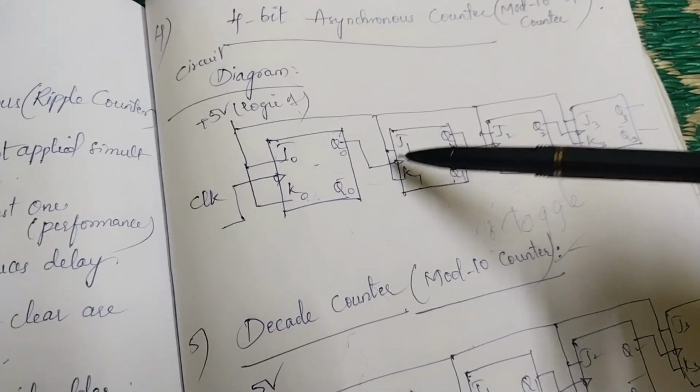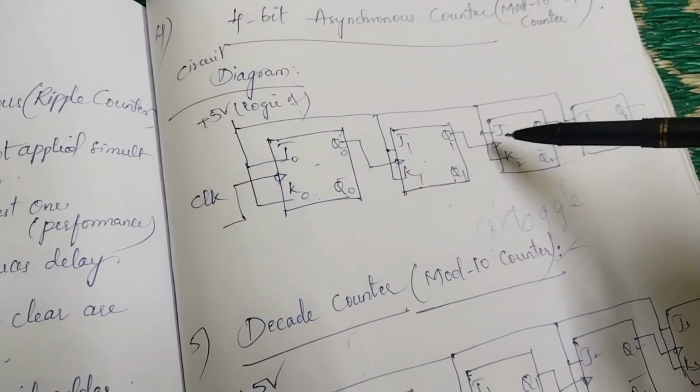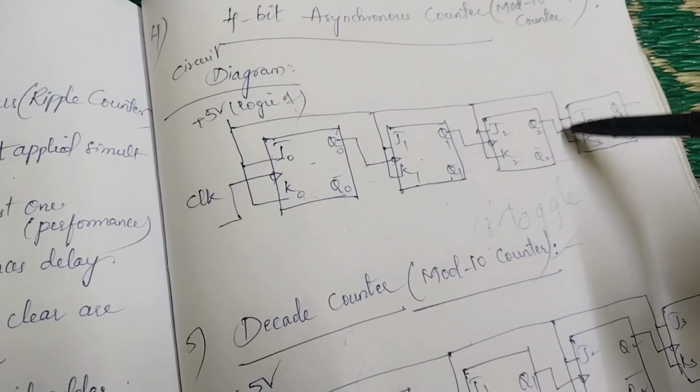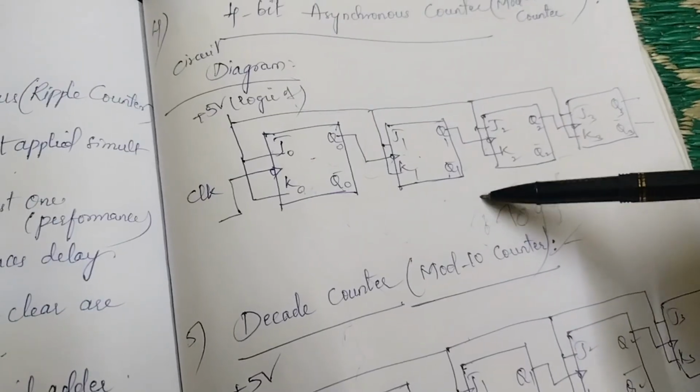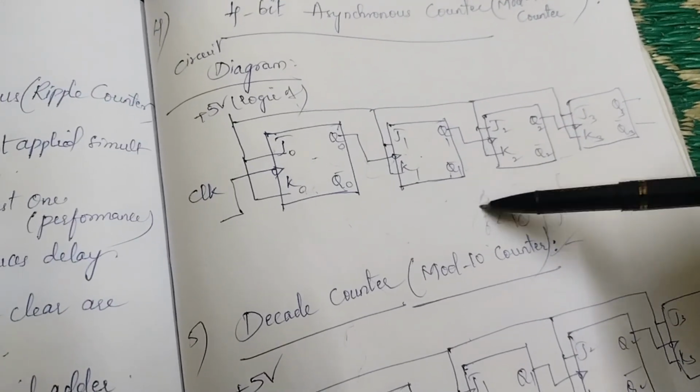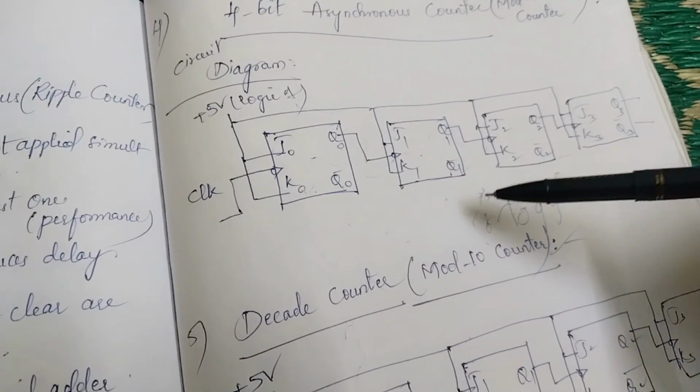Look here, this flip-flop is receiving the clock from this output, this one is receiving from this one, and this one is receiving the clock from Q2. That's why we call it asynchronous and it's the slowest one. It produces a delay. The example is the serial adder, which we have already discussed.